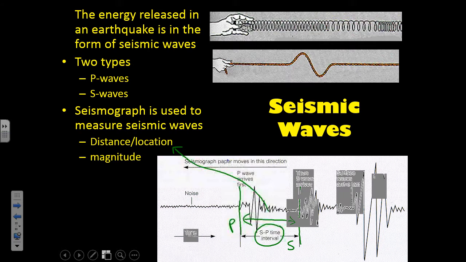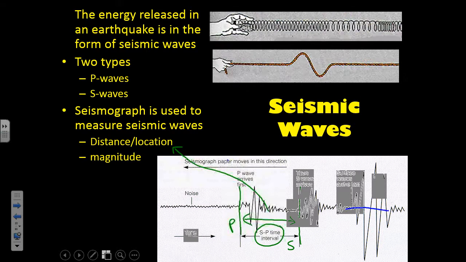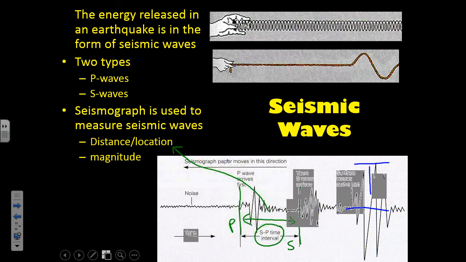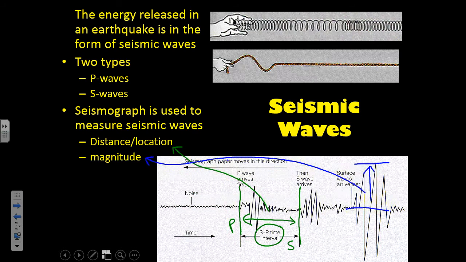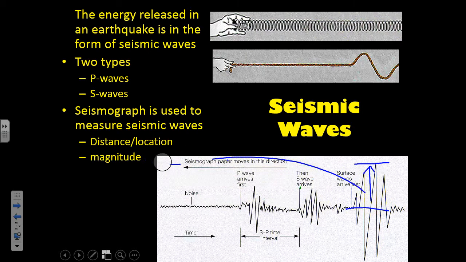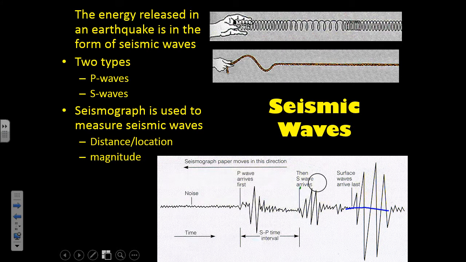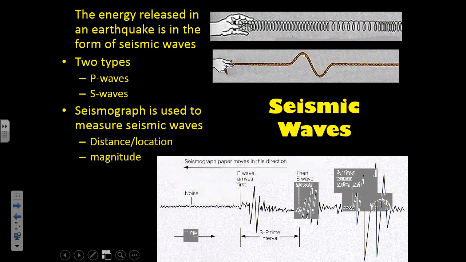The other piece of information that can be gotten from a seismogram is the magnitude of the earthquake. We measure the height of the highest S wave, and that tells us the magnitude of that particular earthquake. Valuable information gleaned from the seismograph and the seismogram to learn more about particular earthquakes.